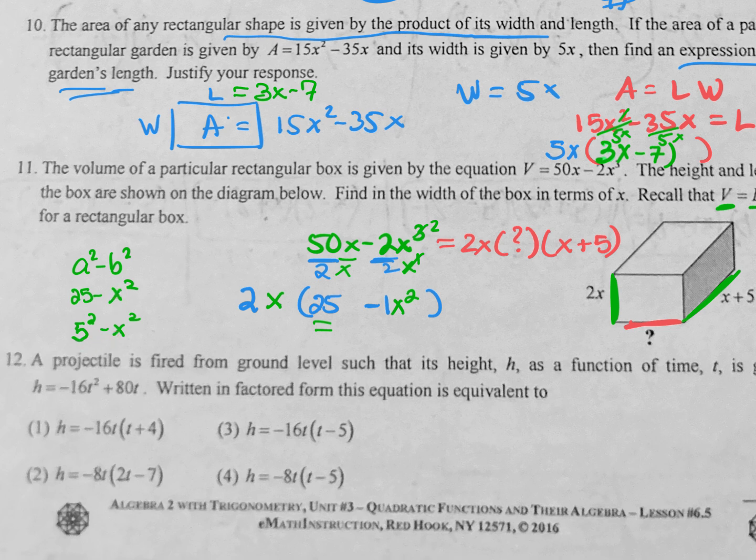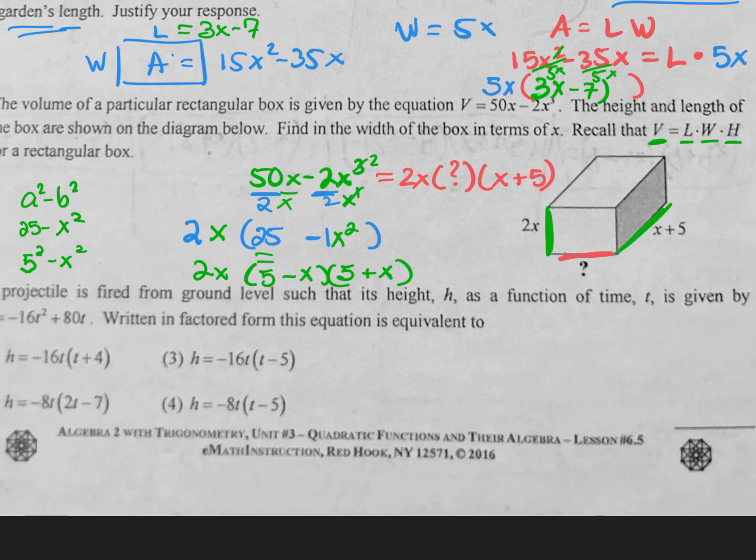So this thing factors as a 2x, and then the difference of squares. A is 5 minus b, which is x. A is 5 plus b, which is x. And I think we got our problem solved because 2x is 2x, so that factor is this one. X plus 5 is this factor. They've got it written in the other direction, but 5 plus x is equal to x plus 5.